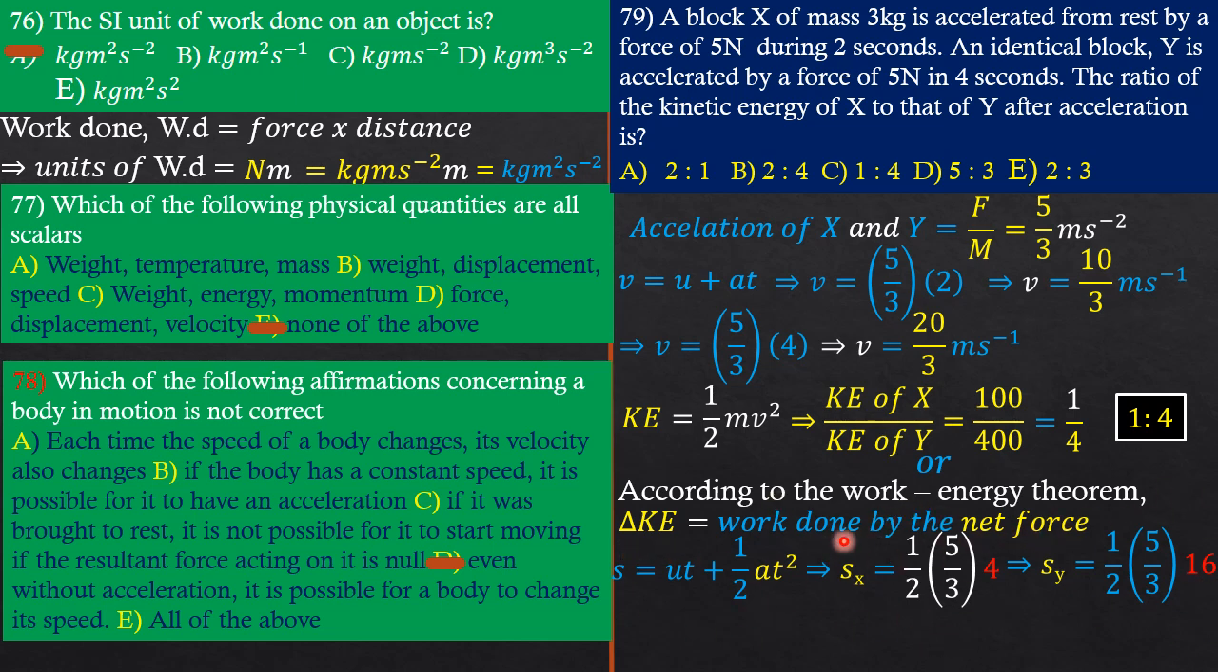As such, we are going to have that the ratio of the kinetic energy of block X over that of Y is simply equal to, since it is force times distance, and the force is a constant, they have the same force, so we can neglect that. All we need to do now is take the distance of X and divide by the distance of Y. We have 1/2, you can cancel this 1/2, 5/3 as well can cancel. So we are just looking at 4/16, and this is going to give us 1:4.